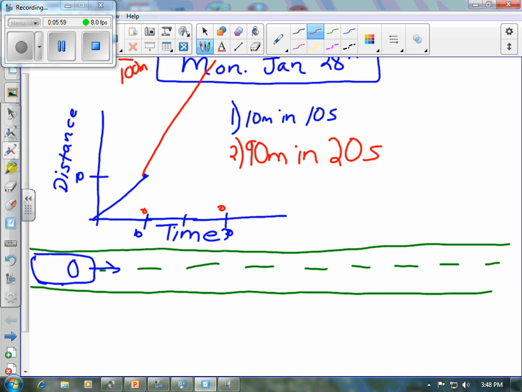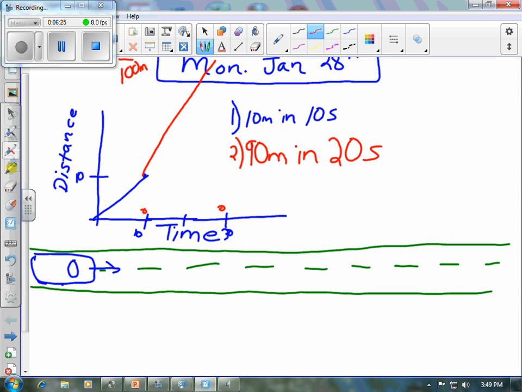So obviously the velocity is faster in the second part of the graph, right? And you can calculate the velocity from the graph of the motion of the car. How would we figure out, Andre, what did you say the velocity was in the first part? Right, 1 meter per second.